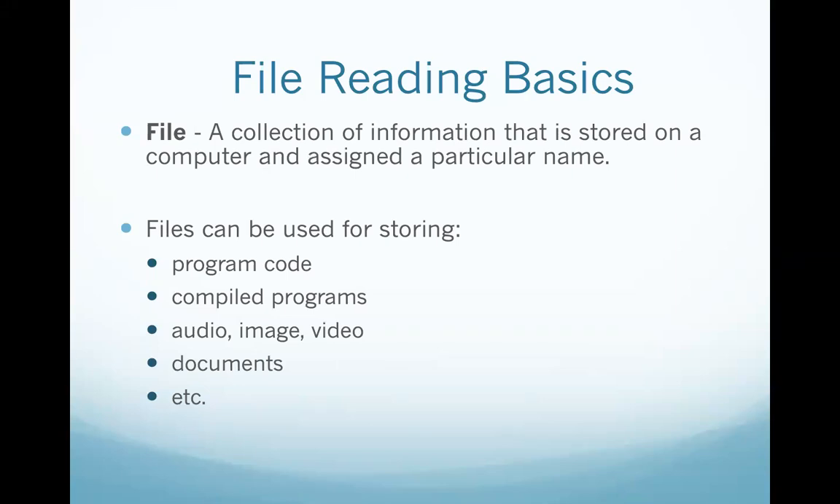A file is a collection of information that is stored on a computer and assigned a particular name. The file name is very important. You're probably very familiar with files already on your computer. And files can store many different types of information and data. They can include your program code. For example, a lab5.java file would contain program code, could contain compiled programs.